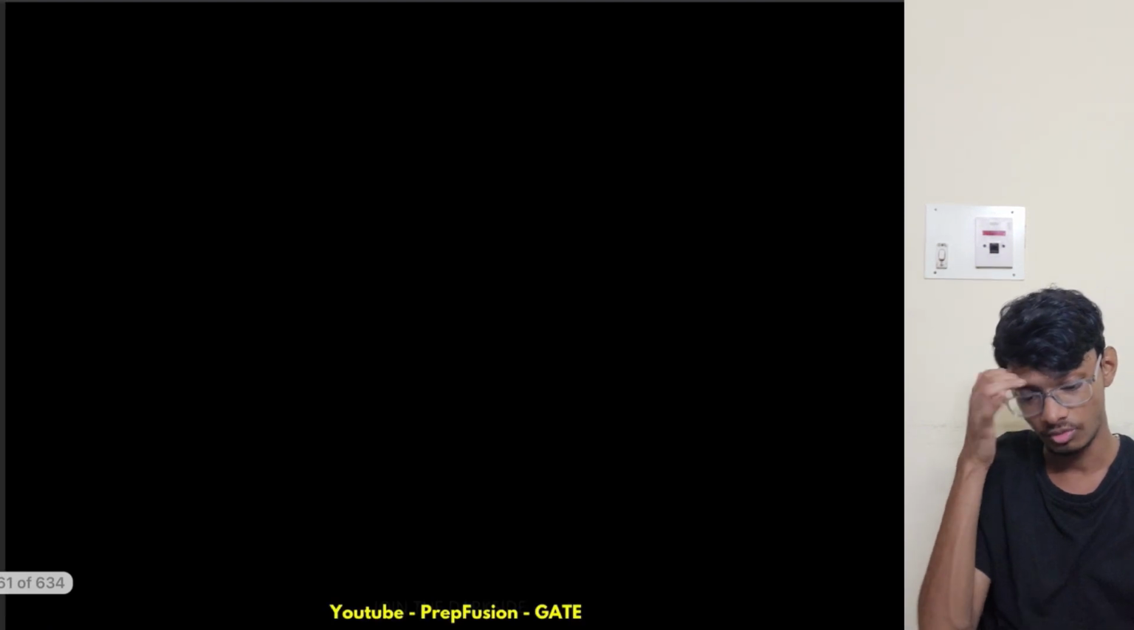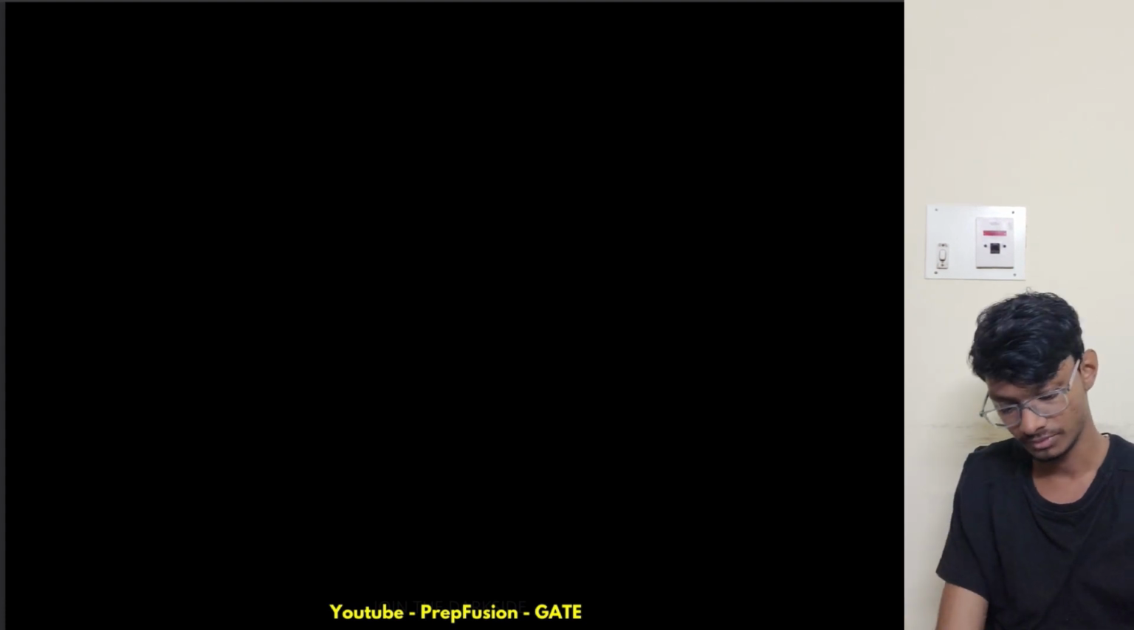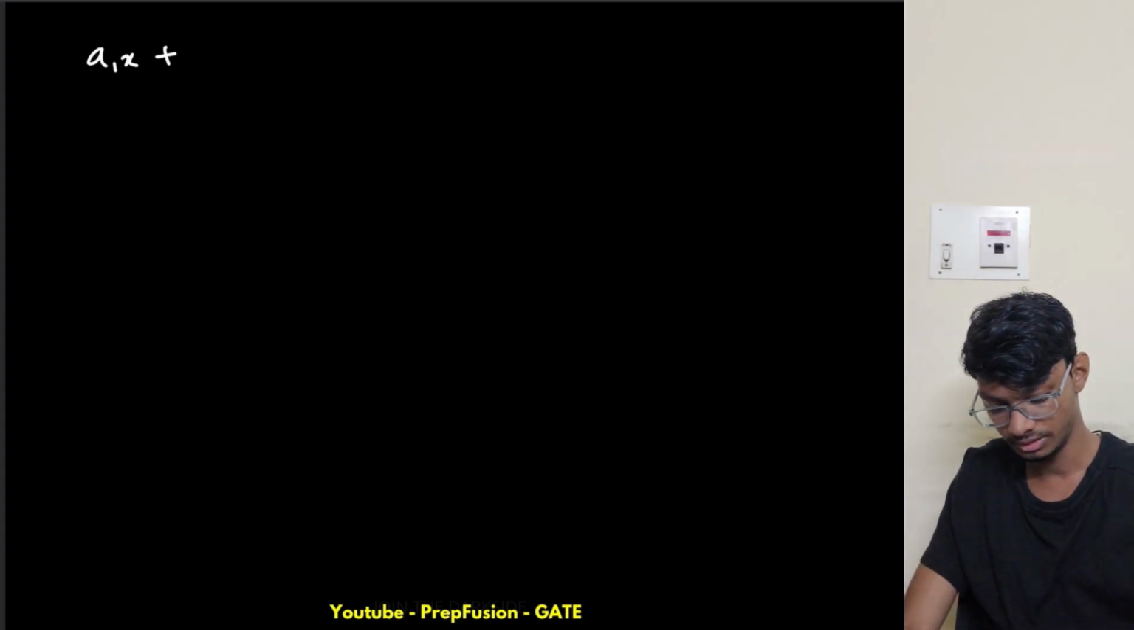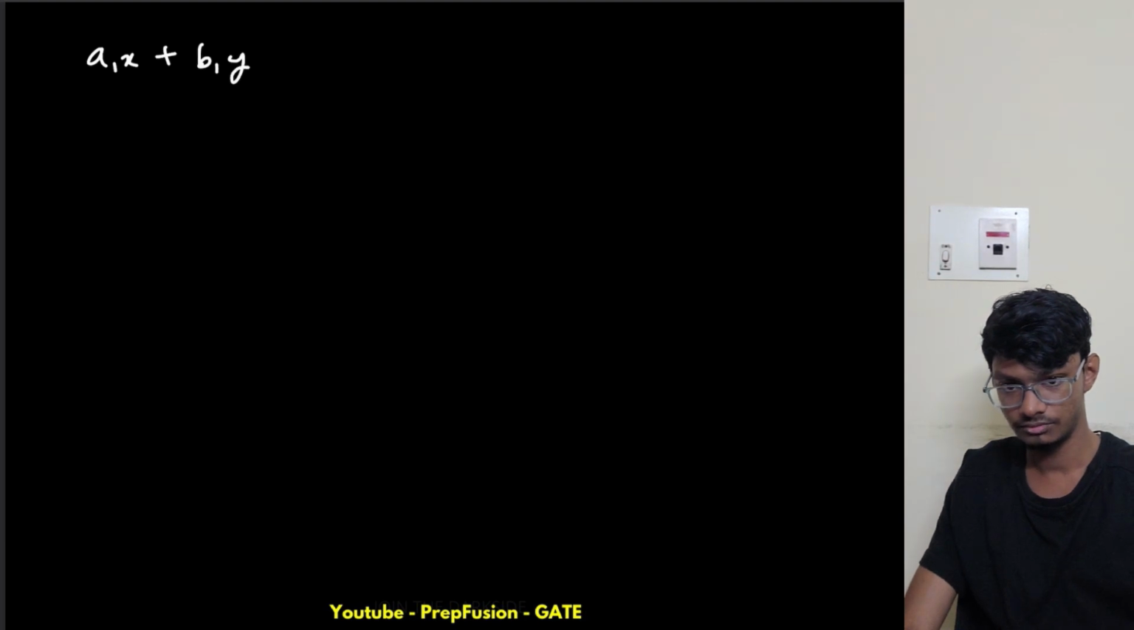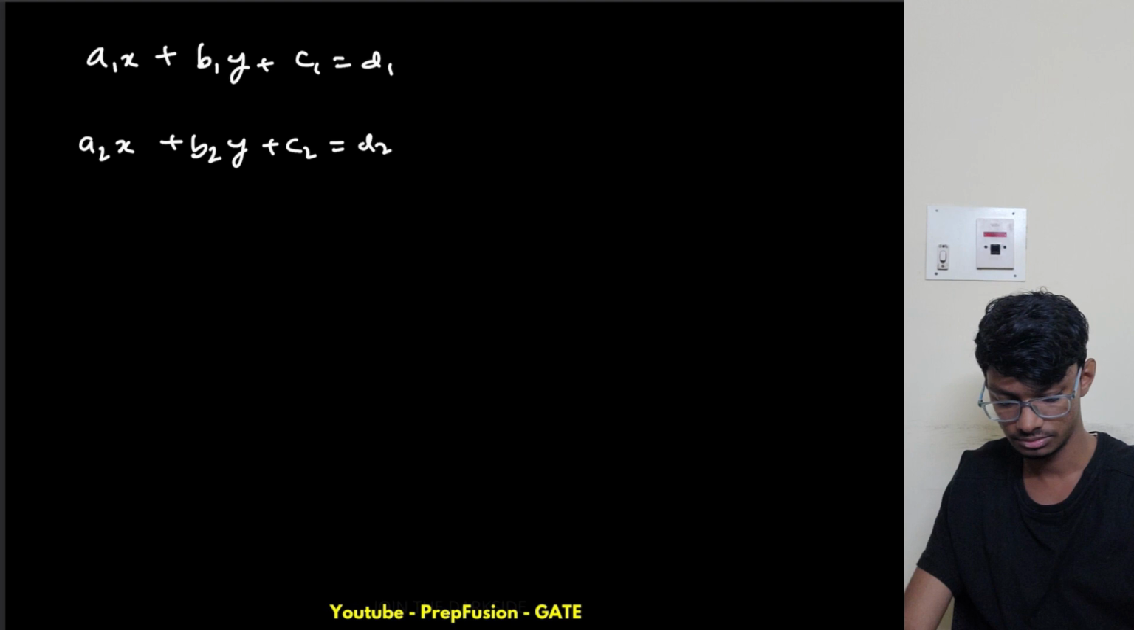The one thing you have to understand is the conclusion I will come to. Now I again have Cramer's rule. What does Cramer's rule say? I have this equation a1 x plus b1 y plus c1 equals d1. Now what is the other? a2 x plus b2 y plus c2 equals d2.